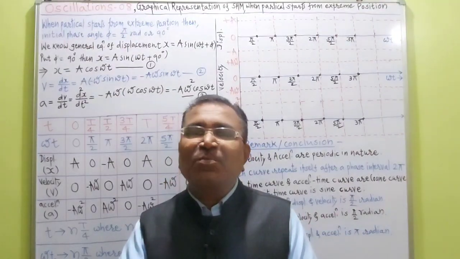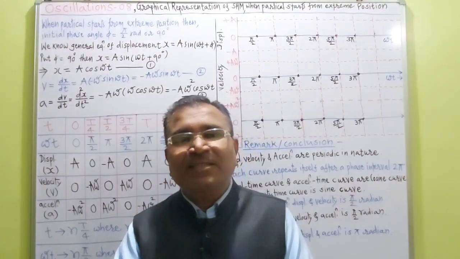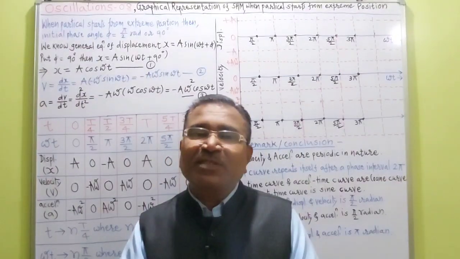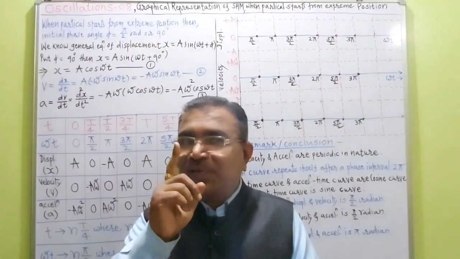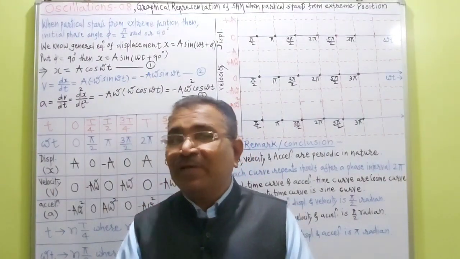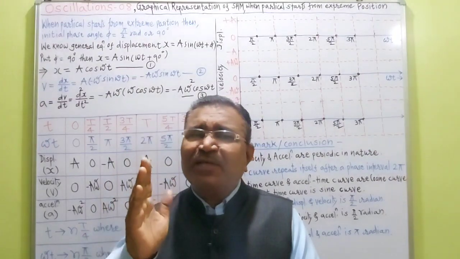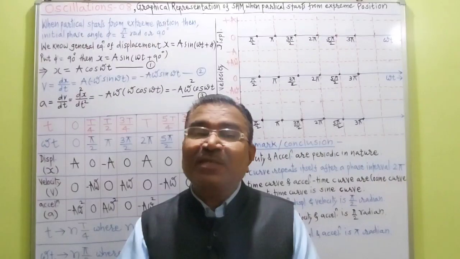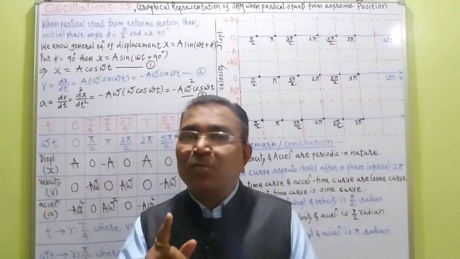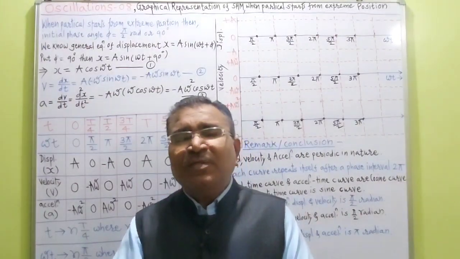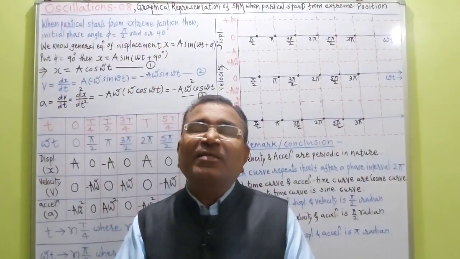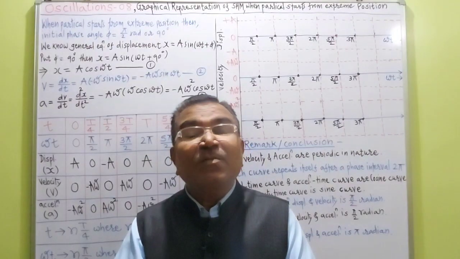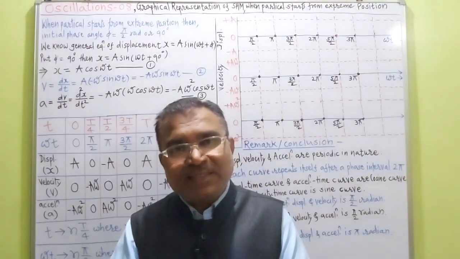Dear students, as long as 12th Science is concerned, we are discussing the chapter Oscillations, and this is lecture number 8. In this lecture we have to learn the graphical representation of SHM when the particle starts from extreme position. Remember well. In lecture number 7, we learned in more detail the graphical representation of SHM when the particle starts from mean position. Now the same article we have to learn, only the difference is that the particle starts from extreme position.